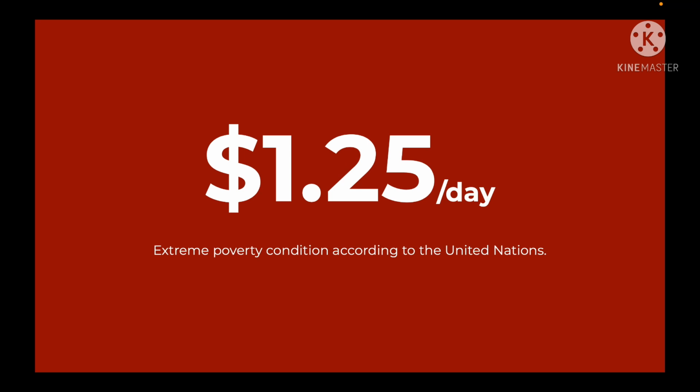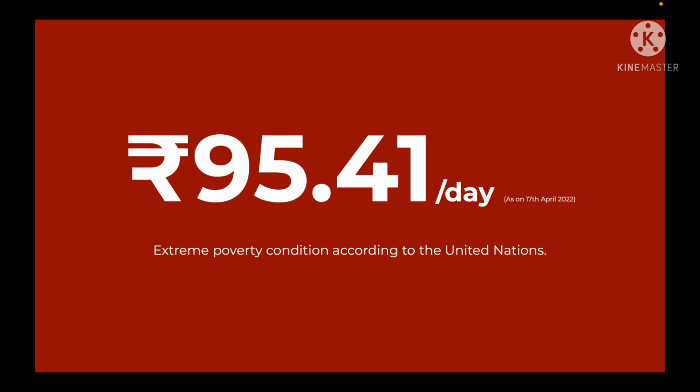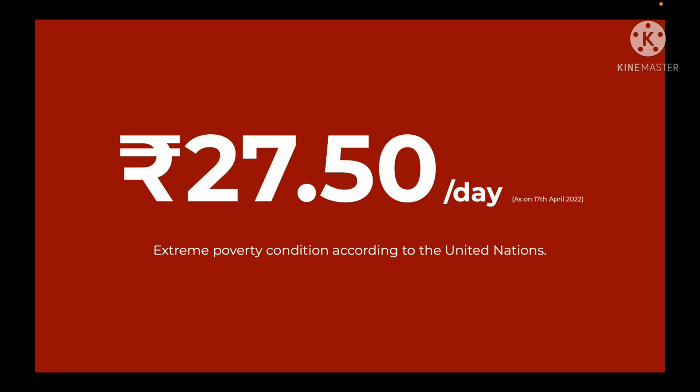On the official website of United Nations Sustainable Development Goals, extreme poverty is identified as living on less than $1.25 a day. A simple currency conversion would tell you that this amounts to living on less than 95 rupees and 41 paise a day. An appropriate figure, however, is generated using a purchasing power parity converter, and this figure is 27 rupees and 50 paise a day.